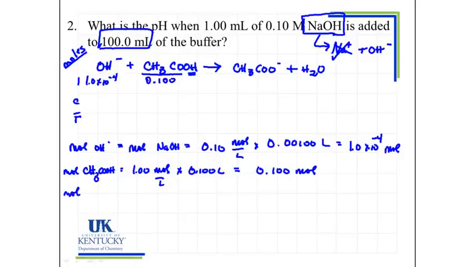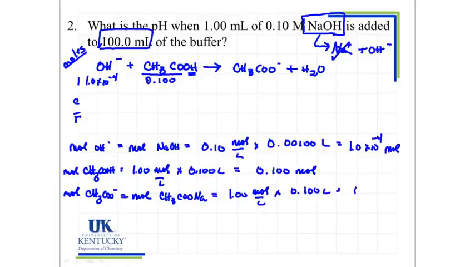Now this is a buffer, so it also has the acetate ion present. That came from the sodium acetate. So the moles of acetate would be the same as the moles of sodium acetate. So we take the molarity times the volume. Again, it's 100 milliliters or 0.1 liter, and that gives me 0.1 moles of the acetate ion. And I can put that in the table. I don't care about the water, so I'll scribble that line out.